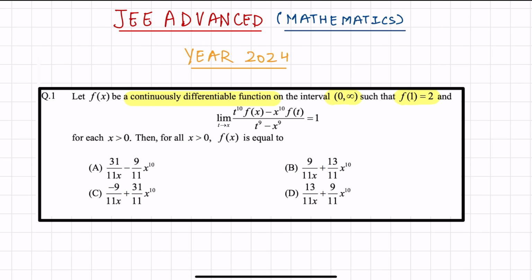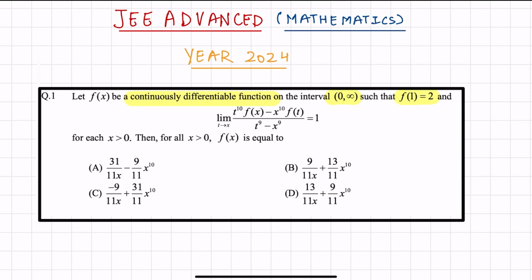After you apply L'Hopital's rule, you are going to get a differential equation. They have given you one condition, and from there you can calculate the constant. This is a very straightforward question. There's no out of the box thinking. You know all the steps you need to do to get to the answer.